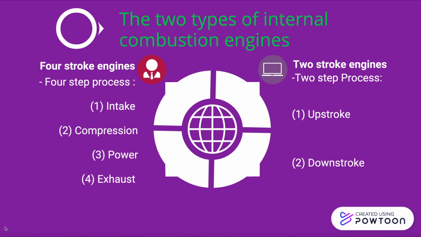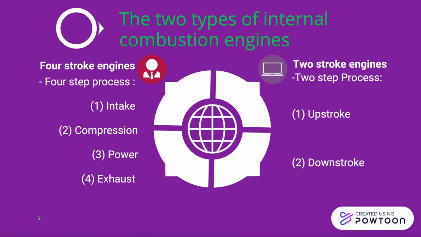Then finally, we have number 4, exhaust. And exhaust is where the exhaust valve is opened and all the excess exhaust is emptied through and released from the car or vehicle. Now, let's go on to the 2-stroke engine. The first one is upstroke. Then we have downstroke. So let's start off with upstroke.